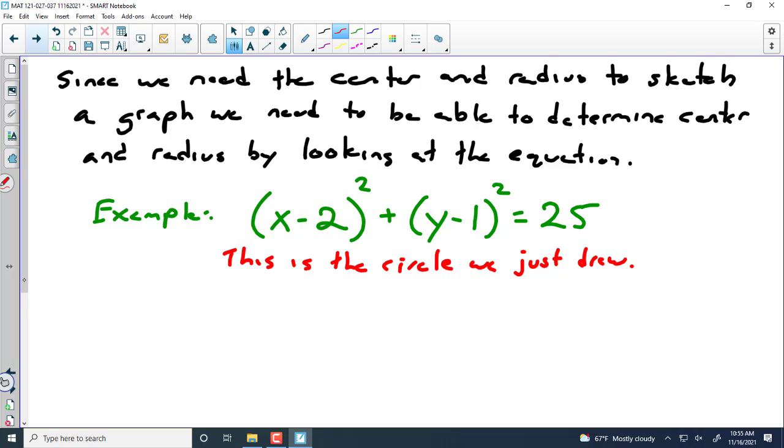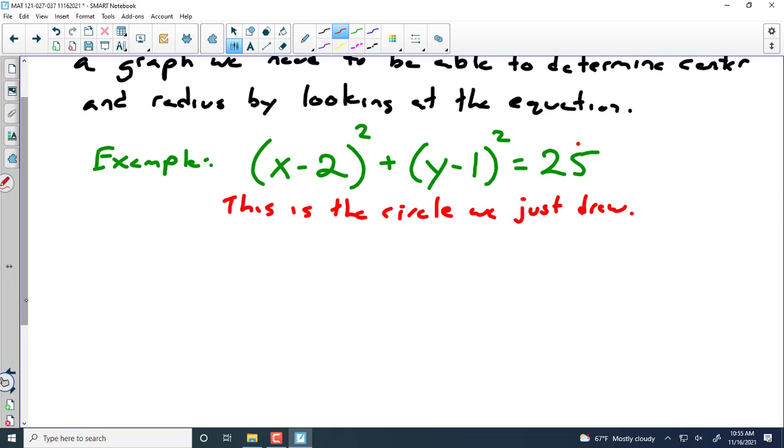So what do you have to do with that number? You have to square root it. So this right here, everyone, is the radius squared. That's what that number is. That's whatever your radius is squared.